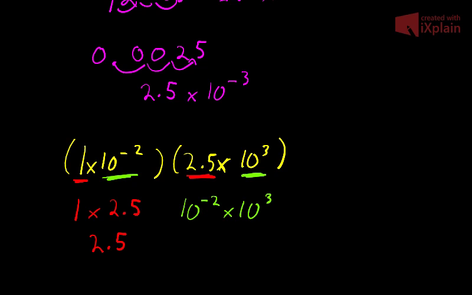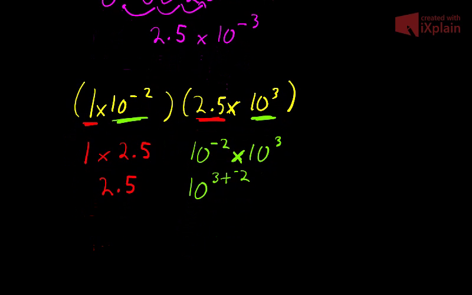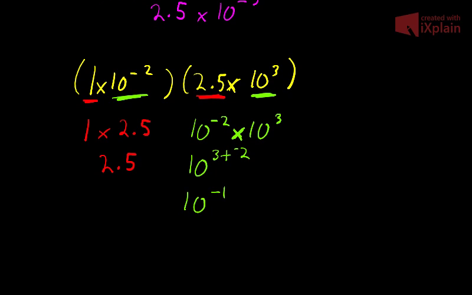And when I do that, if we remember when we multiply exponents, that means that we just add the exponents. So this is going to be 10 to the negative 2 times 10 to the power of 3. We're going to add 3 and negative 2. So that gives me 10 to the 3 plus negative 2. 3 plus negative 2 is the same as 3 minus 2, so that is 10 to the power of negative 1. And my final answer is going to be 2.5 times 10 to the power of negative 1.